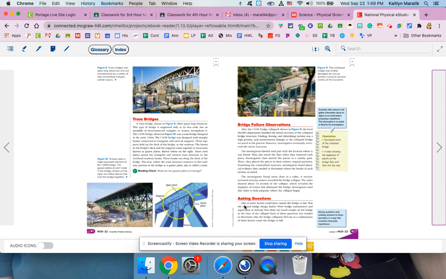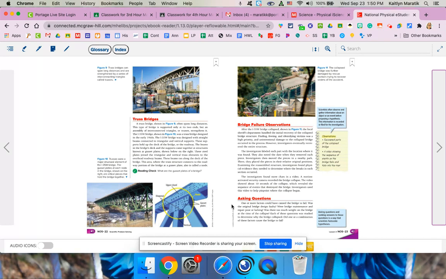Asking questions. One or more factors could have caused the bridge to fail. Was the original bridge design faulty? Were bridge maintenance and repair poor or lacking? Was there too much weight on the bridge at the time of the collapse? Each of these questions was studied to determine why the bridge collapsed. Did one or a combination of these factors cause the bridge to fail?